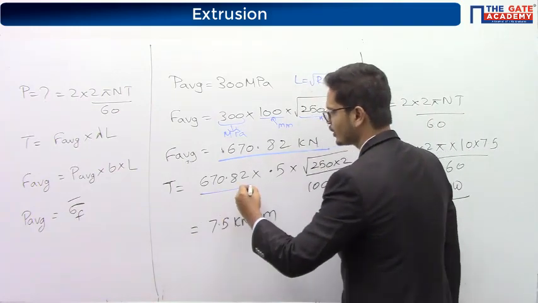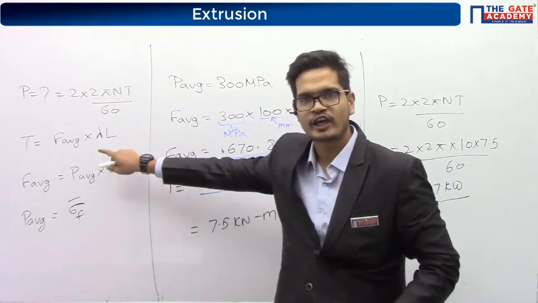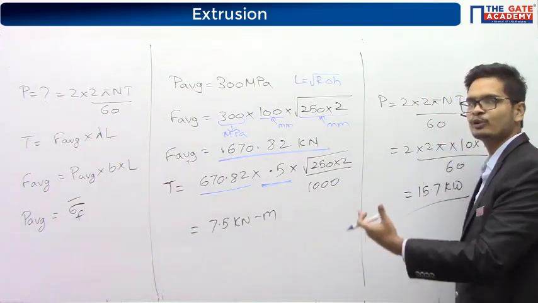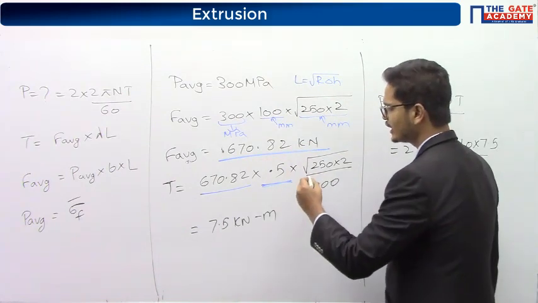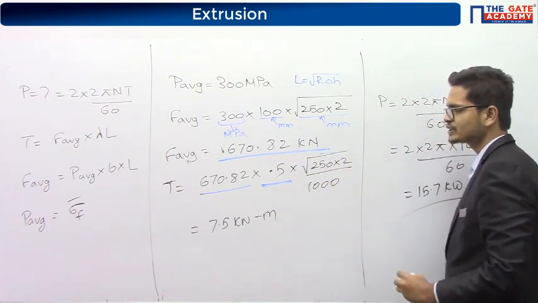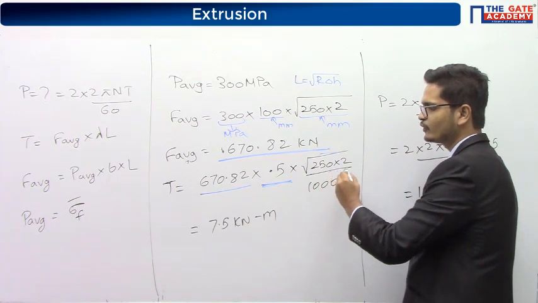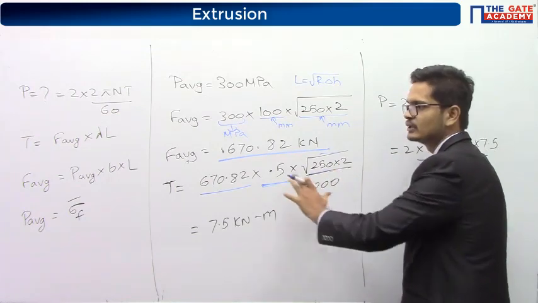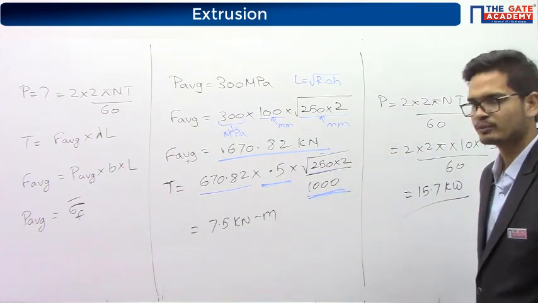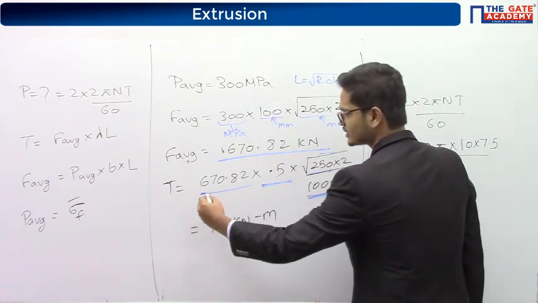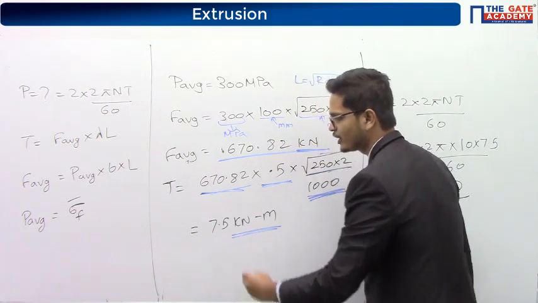Torque is 670.82 into 0.5. Lambda I am taking as 0.5 because nothing is mentioned. So I am assuming it to be hot rolling, and for hot rolling lambda is 0.5. L is root over of r delta h. But this time I'll have to take the L in meters. That's why I have divided by 1000. So this is having unit kilonewton, this is having unit meter, so I get kilonewton meter.